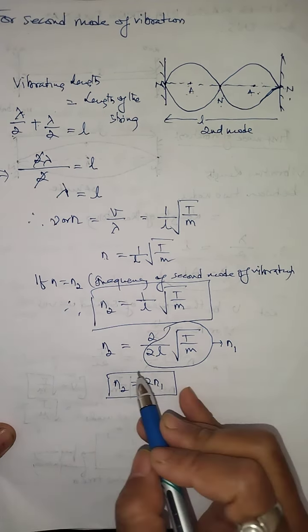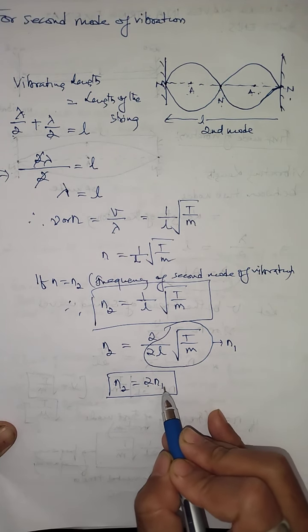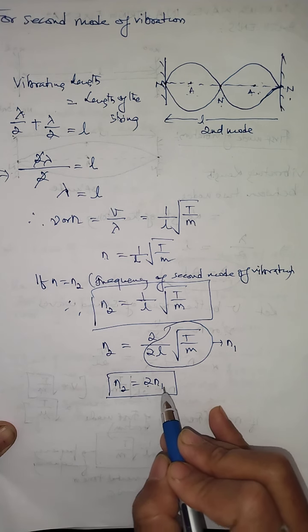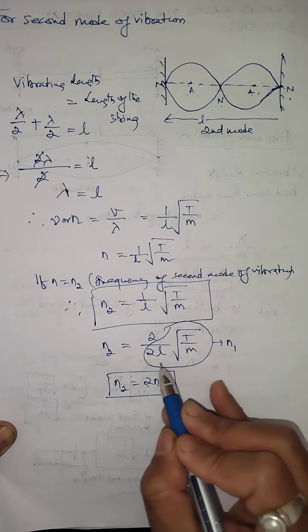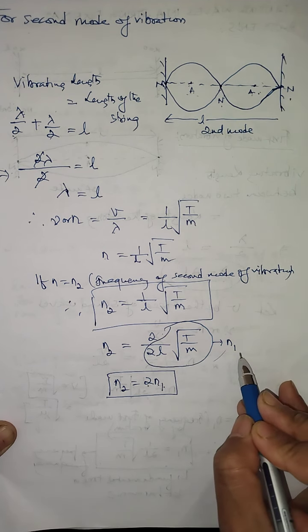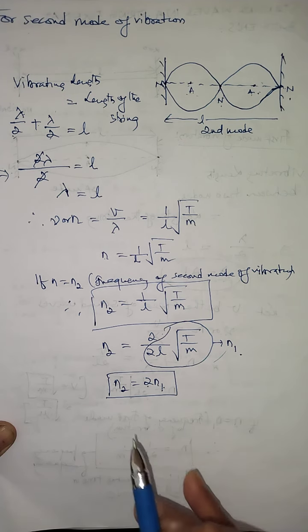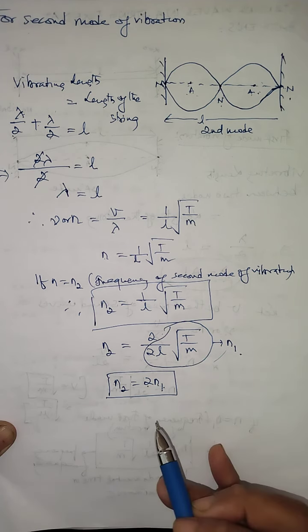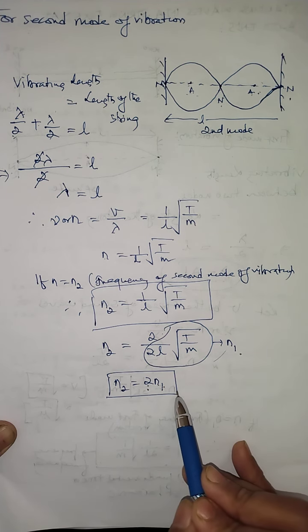Now children, you can clearly see that the frequency of the second mode of vibration is twice the frequency of the first mode of vibration, or twice the fundamental frequency. Because this 1 by 2L square root T by M we have already done in the first mode of vibration, that is equal to N1. So from here I can conclude that the frequency of the tone emitted from the string in the second mode of vibration is twice the frequency of the fundamental tone.